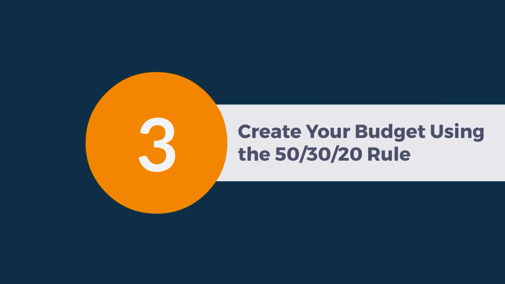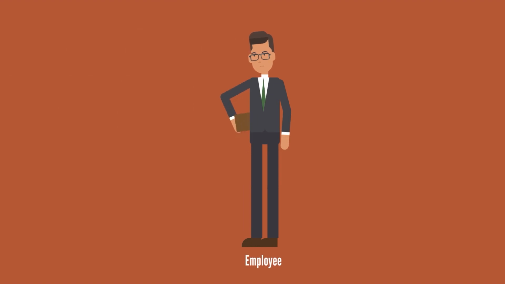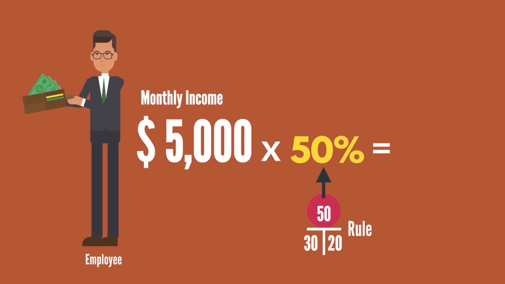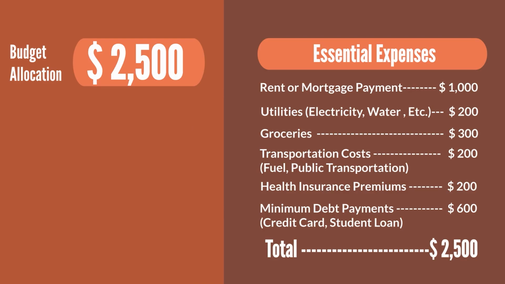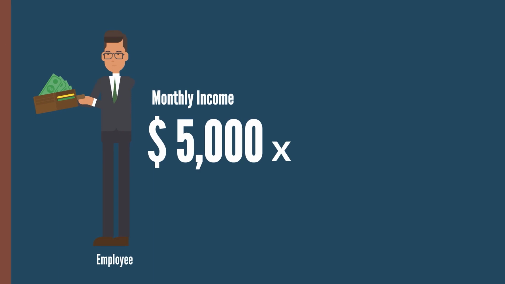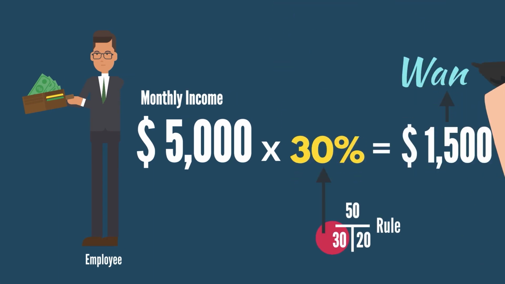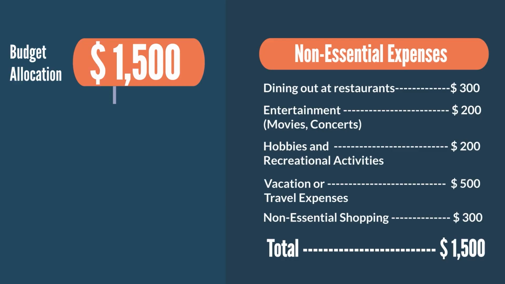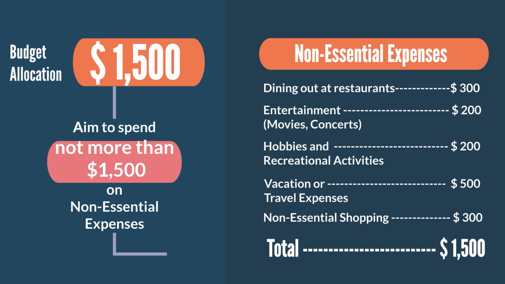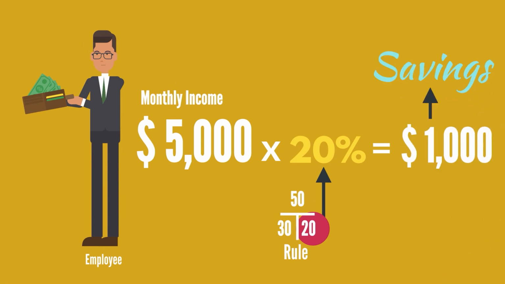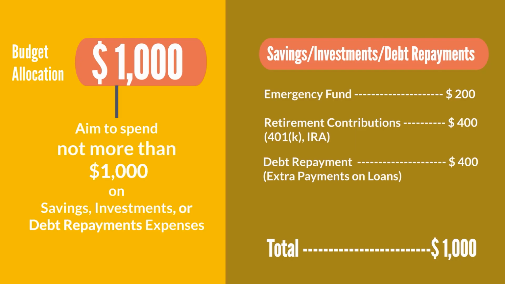Create your budget using the 50-30-20 rule. Suppose you are an employee earning a monthly income of $5,000 after taxes. Allocate 50% of your after-tax income to cover needs. In this case, aim to spend not more than $2,500 on essential expenses. Next, assign 30% to fulfill your wants, giving you room to enjoy discretionary spending and indulge in activities that bring you joy. Using the same example, that would be $1,500 per month. Finally, dedicate the remaining 20% to savings, investments, or debt repayment, helping you build financial stability and make progress toward achieving your long-term financial goals.